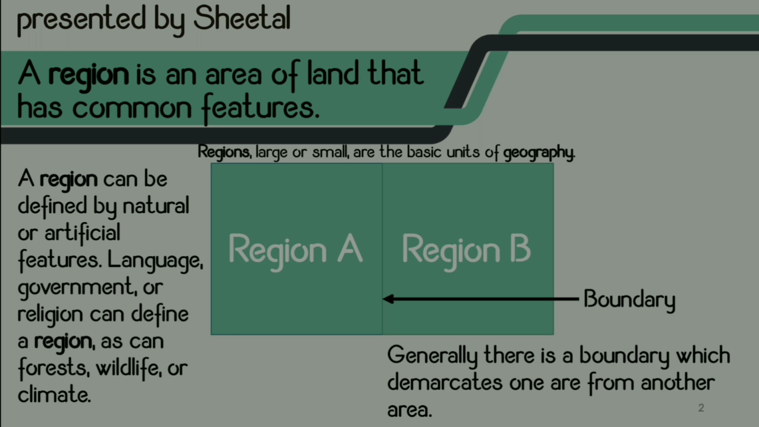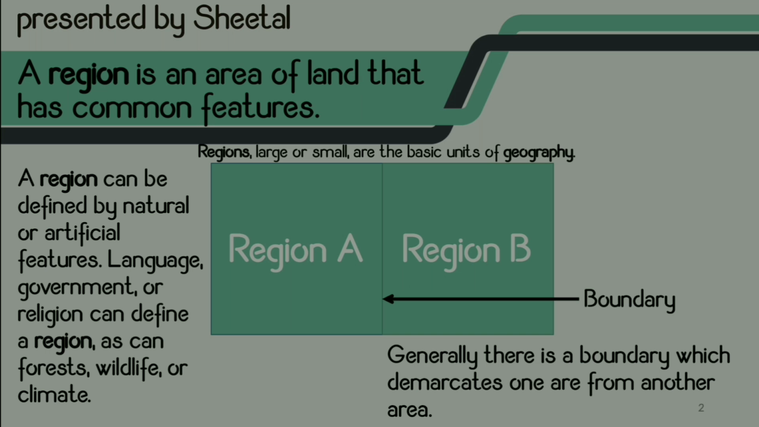A region can be defined by natural or artificial features. Language, government, or religion can define a region. So which type of language is spoken in this region, what type of government policies or which government is there, what type of religion they follow; these things make us understand and define a region. It can also be defined by forest, wildlife, or climate. So you can differentiate it on the basis of other aspects also, like climate, soil, and forest.